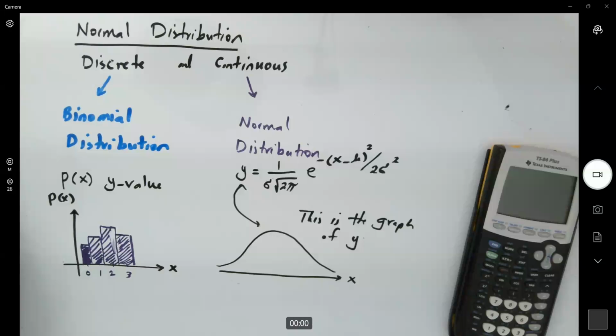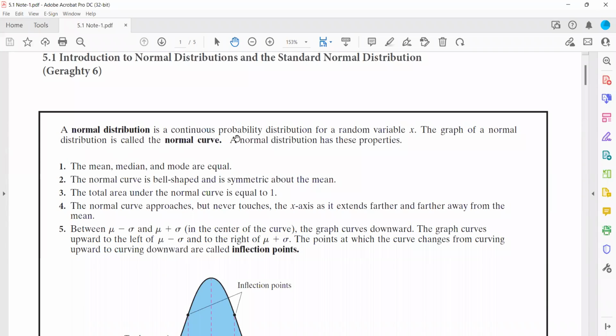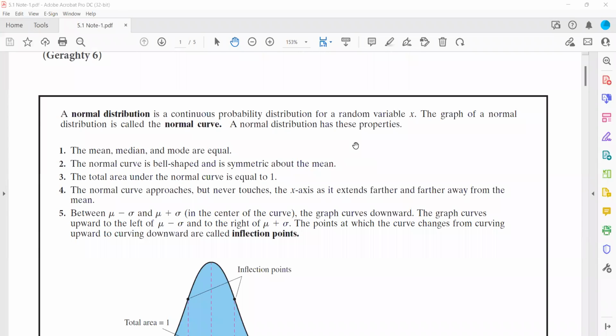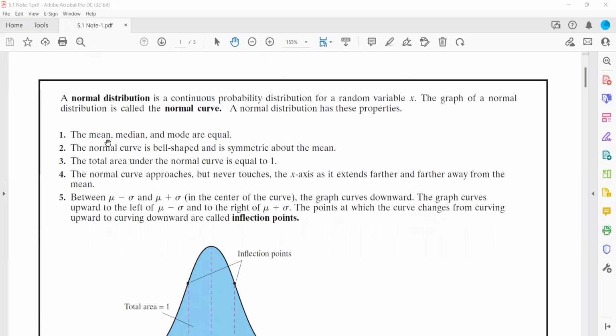So a normal distribution is a continuous probability distribution for a random variable x. The graph of a normal distribution is called the normal curve. A normal distribution has the following properties. For a normal distribution, the mean, median, and the mode are all equal to each other. So mean, median, and mode are all the same.